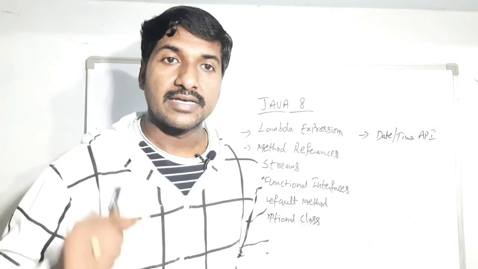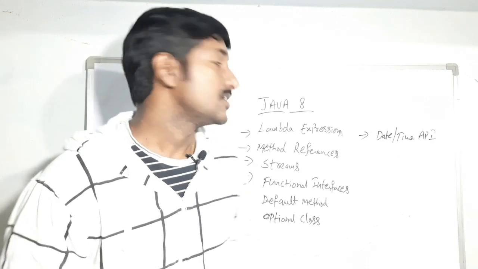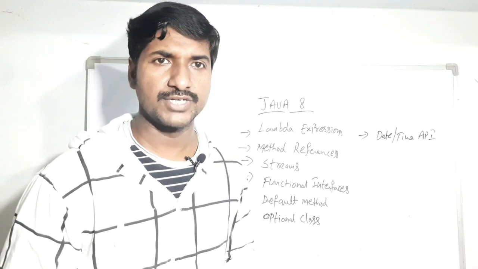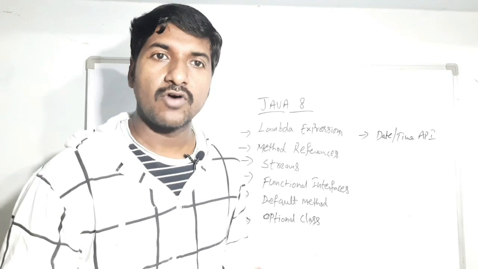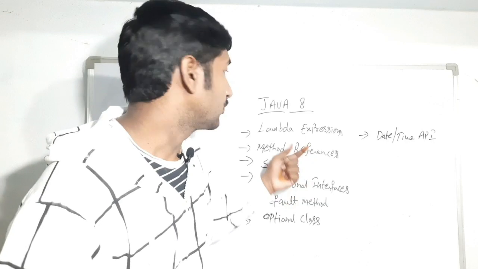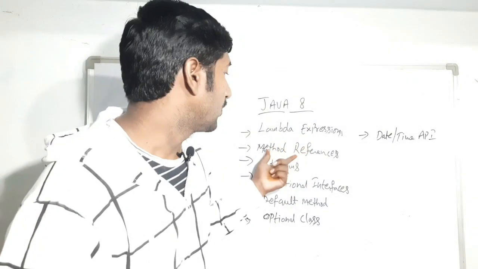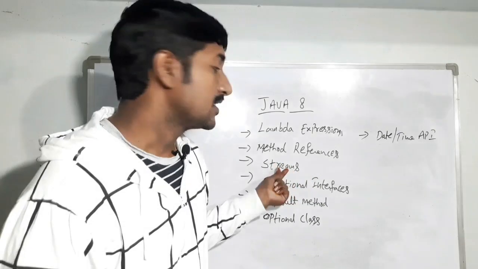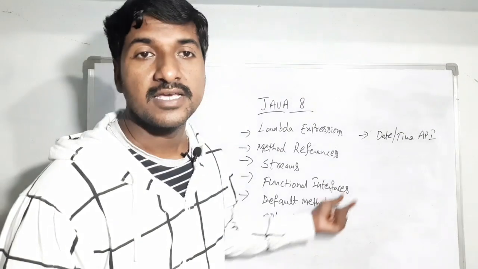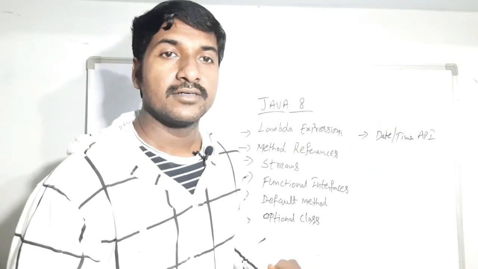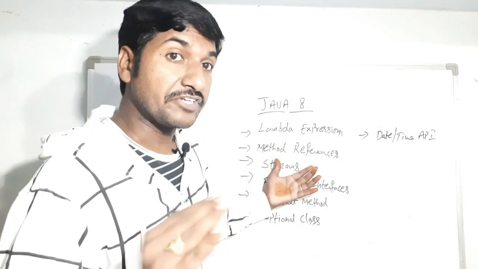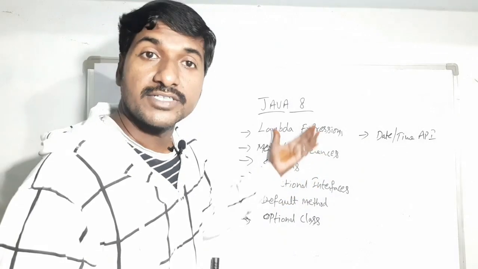Nowadays, as a senior Java developer, they are expecting Java 8 concepts, not only core Java concepts. Many organizations ask Java 8 features: lambda expressions interview questions, method reference questions, streams questions, functional interfaces, default methods, Optional classes, and the new Date and Time API. Around 40 to 50% of interview questions are asked from these Java 8 features only.